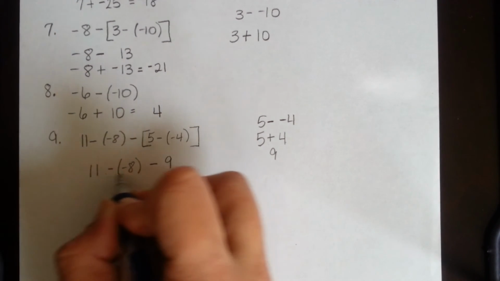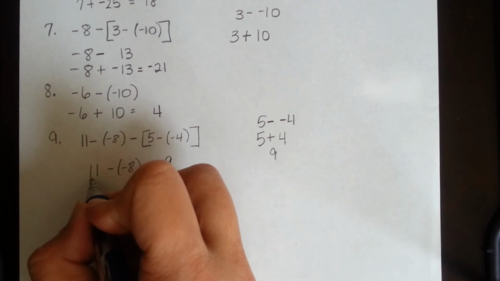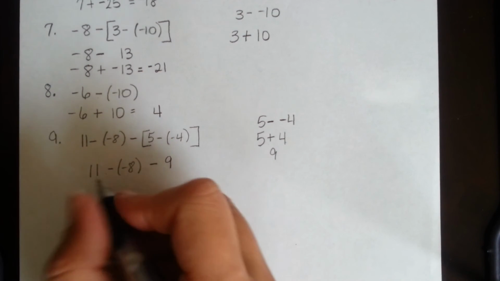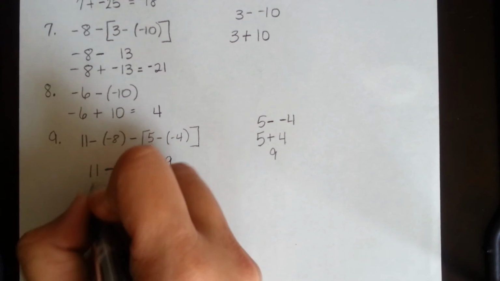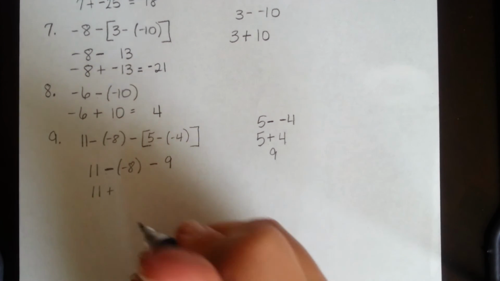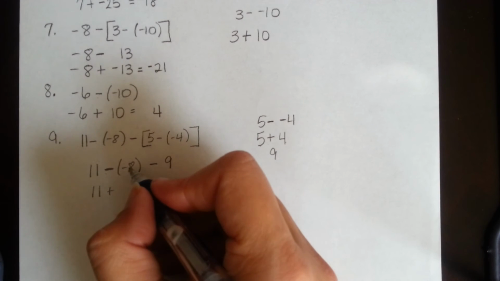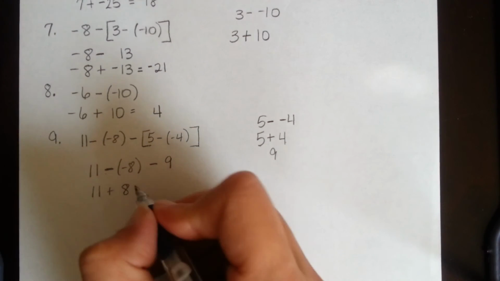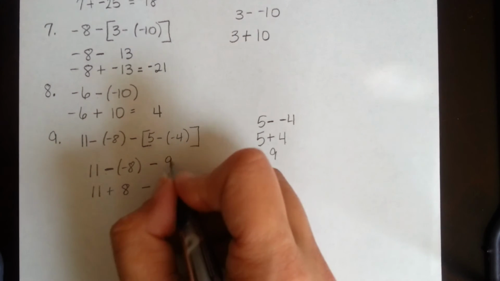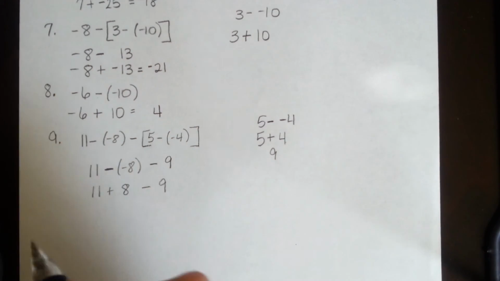So if we're working in order from left to right, we have 11 minus negative 8. So we're going to change this from a subtraction problem to an addition problem. We leave the first term alone, change from subtract to add, use the opposite of the second number, so negative 8 would change to a positive 8. And we'll just go ahead and write the minus 9 so we don't forget it.